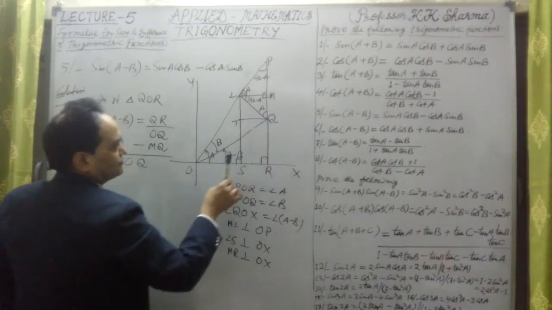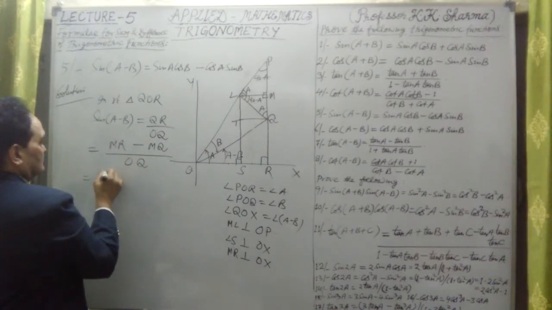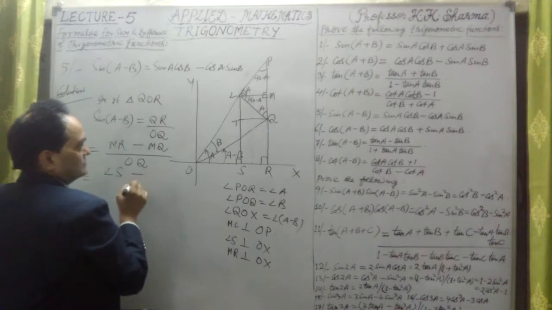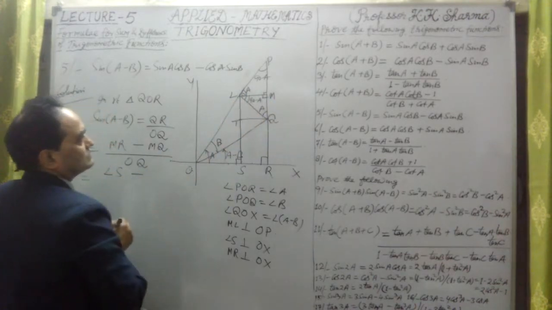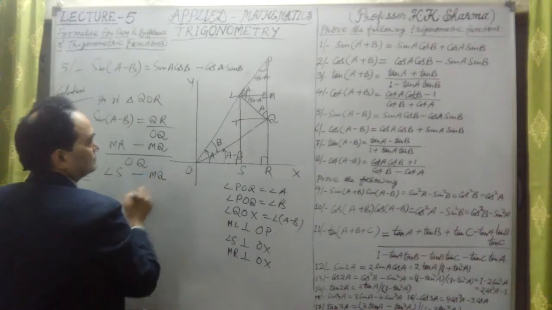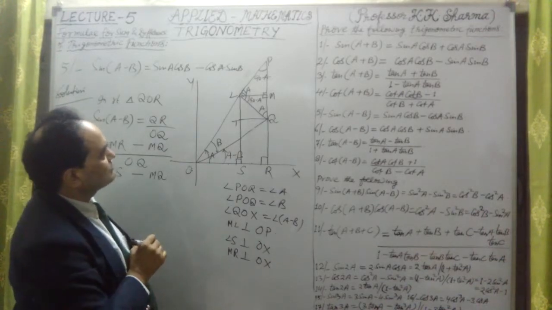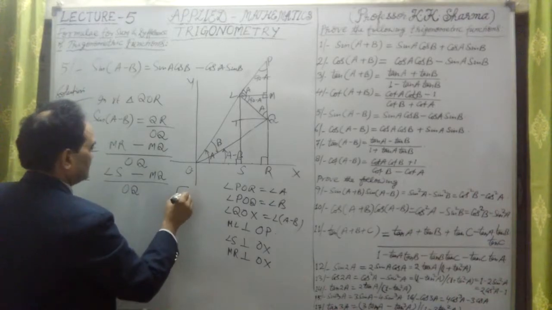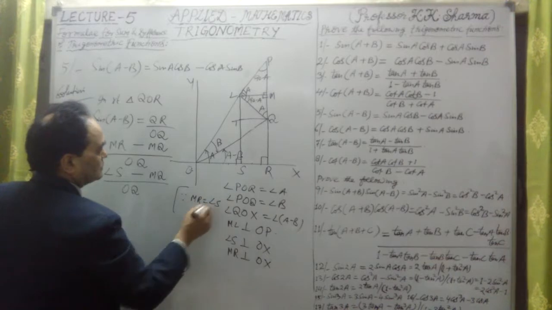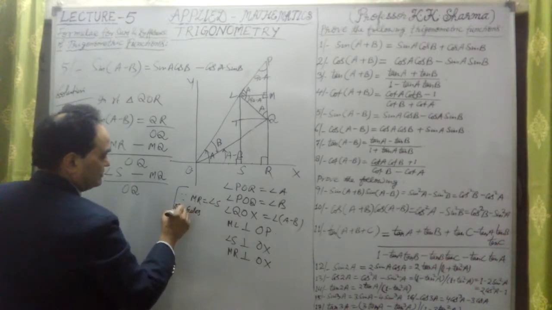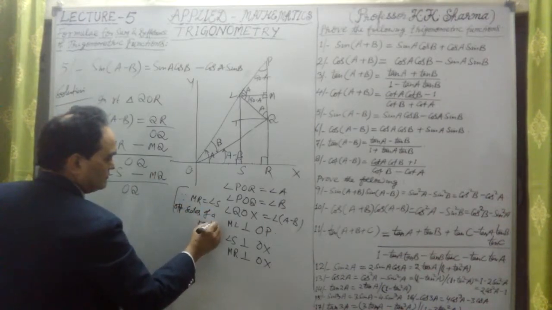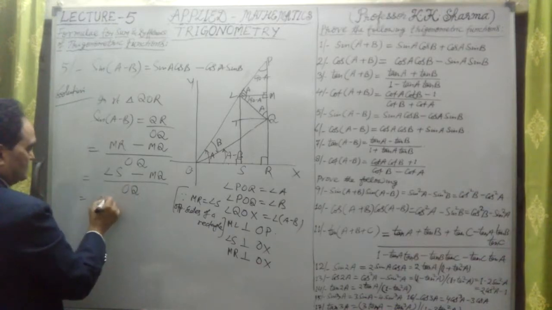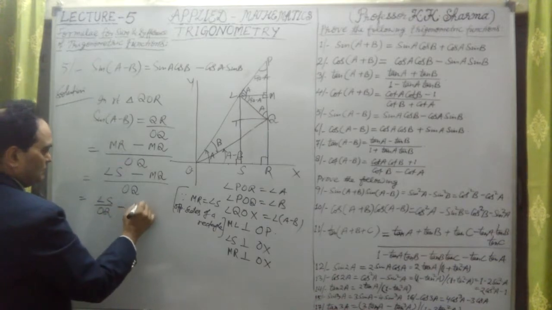This MR is not the side of any triangle, so let me take MR as LS. MR is the complete value LS. MQ is a side of a triangle, so it is not required to change. Since MR is equal to LS, being opposite sides of a rectangle, QR is equal to LS minus MQ. Now let me divide by OQ and separate them: LS upon OQ minus MQ upon OQ.